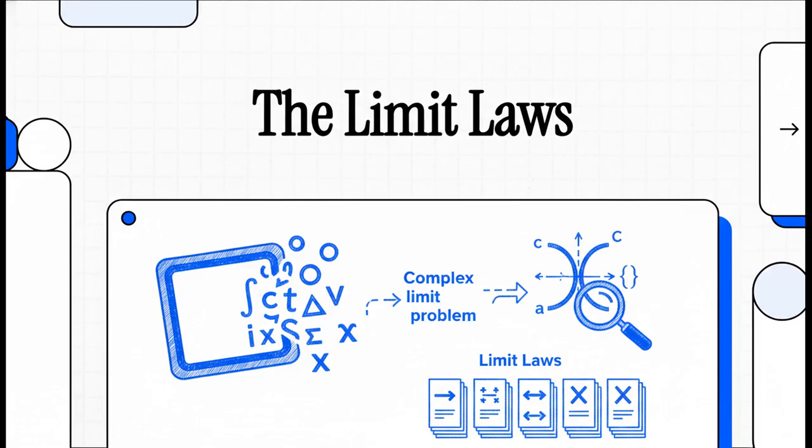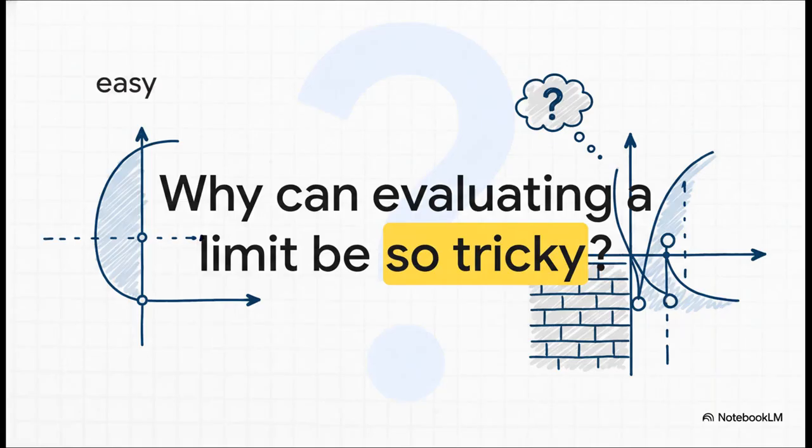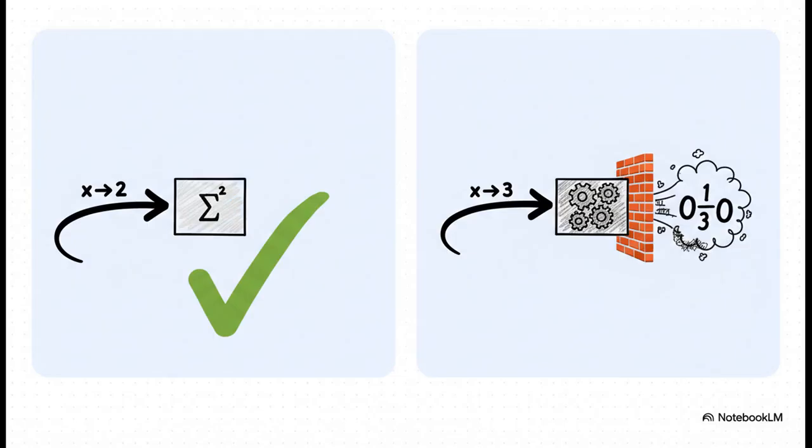So you might be wondering, why is it that some limits are just super easy, a piece of cake, while others feel like you've hit a total brick wall? Well, it all comes down to how a function behaves right at that specific point we care about. And check this out. This slide shows you exactly what I'm talking about.